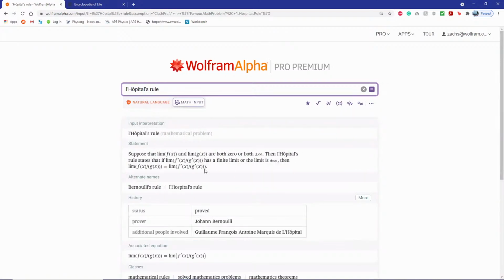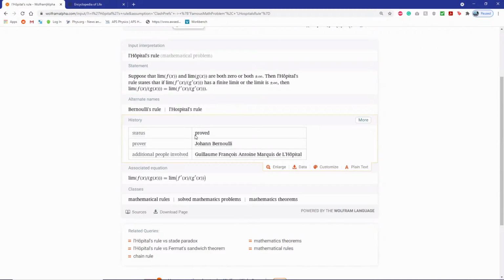Cool. Here we have the statement of the definition. We know if it was proved or not, and we know the equation itself. So there you go. That's proved by Bernoulli. I didn't even know that.